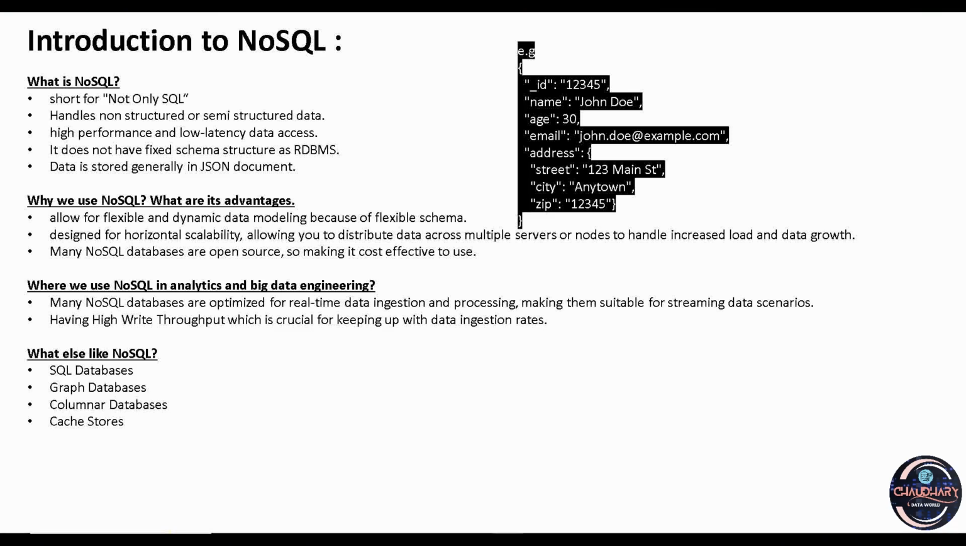Now what else is there like NoSQL? Since we came across SQL, then NoSQL, how many other things are there similar to SQL or NoSQL? There are multiple, which we may cover in future video series. We have graph databases, columnar databases, and cache stores. These are a few of the databases, and as we are reading about SQL or NoSQL, there are multiple other things like graph, columnar, cache, and many more.